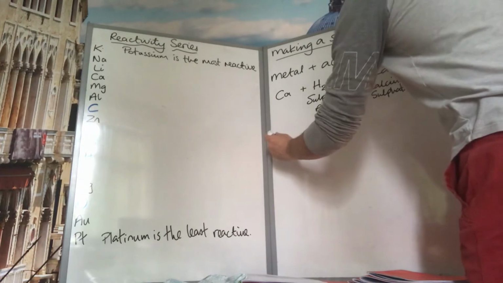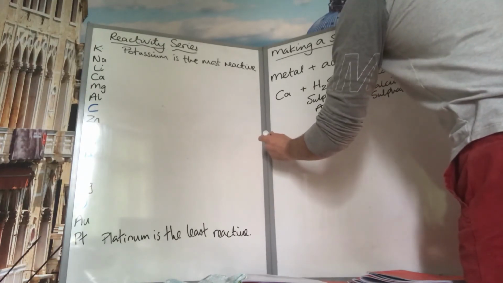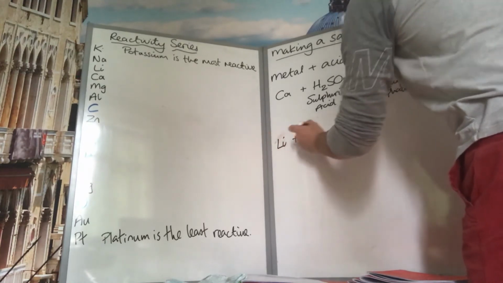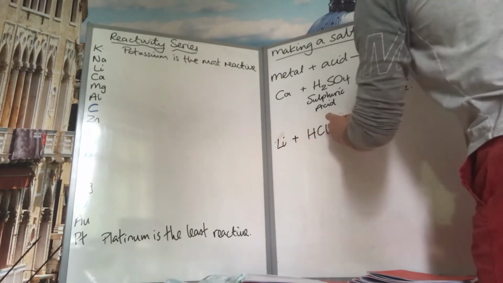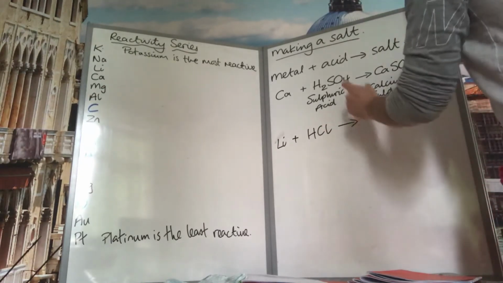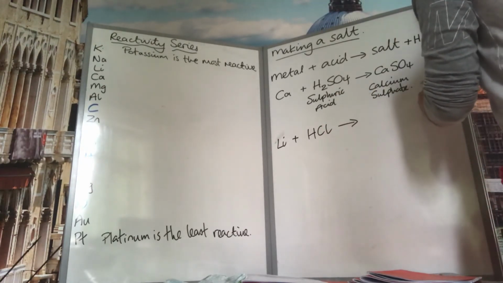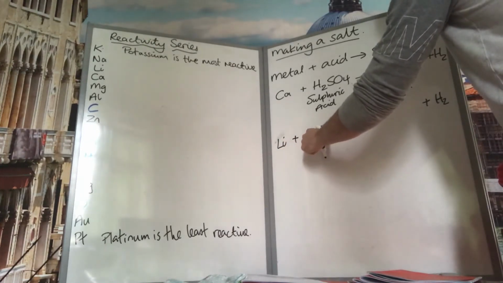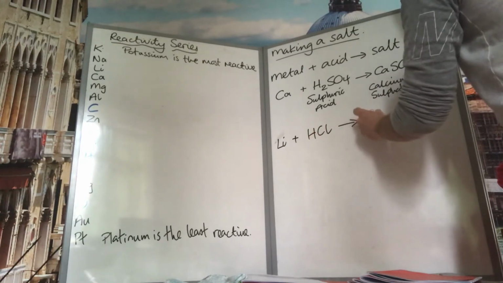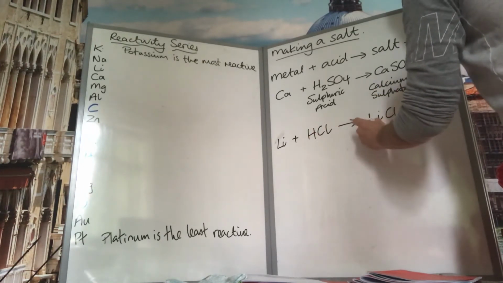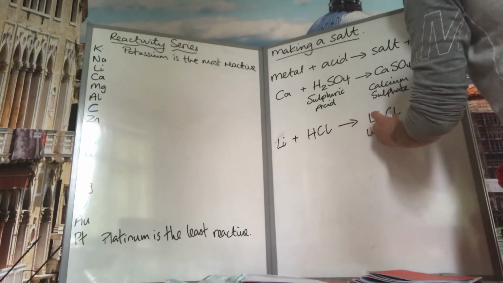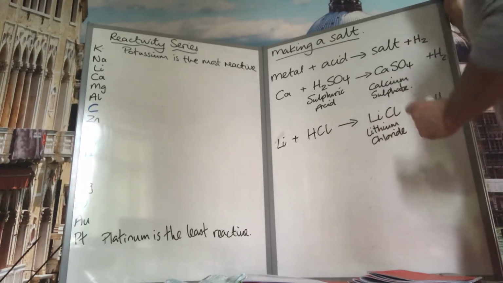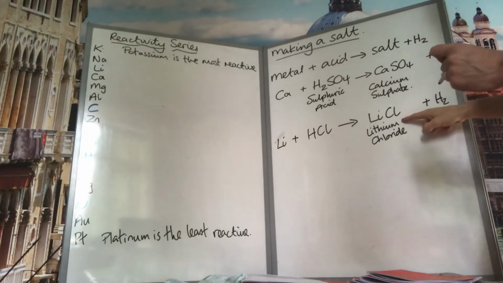Let's look at some different acids. Let's look at lithium and hydrochloric acid. That's going to react to give us a salt and hydrogen. The lithium pushes the hydrogen out of its compound, it displaces it, and it forms lithium chloride. So any metal that reacts with hydrochloric acid will produce a chloride, and the name of the metal comes first.